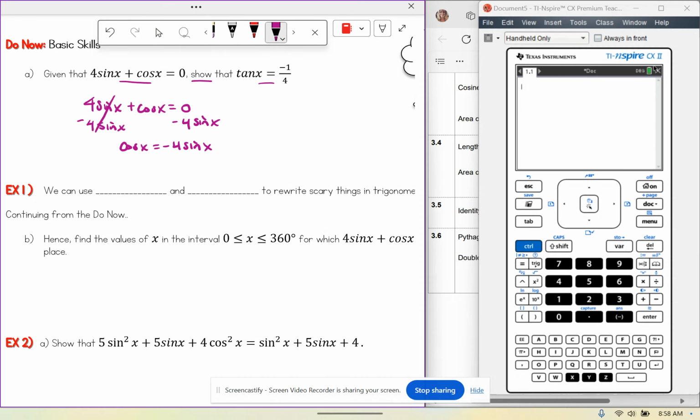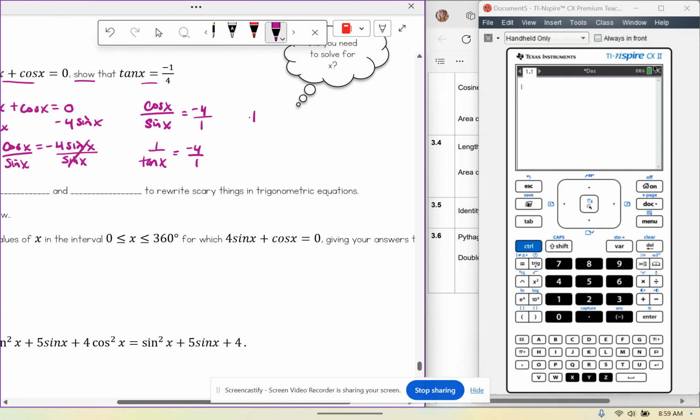And then now I am going to divide both sides by the sine of x. And I get cosine of x over the sine of x is equal to negative 4/1. And then I know that cosine over sine is cotangent, which is 1 over tangent. Therefore, I would flip these and flip these. Tangent of x is equal to negative 1/4.